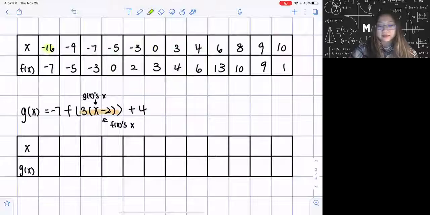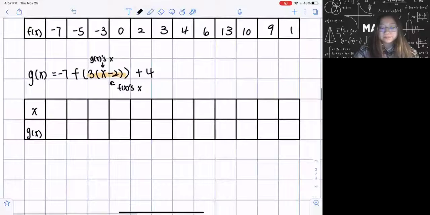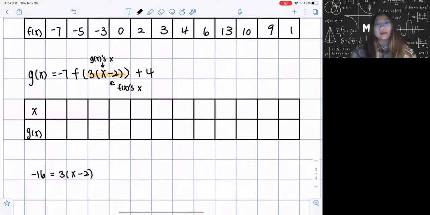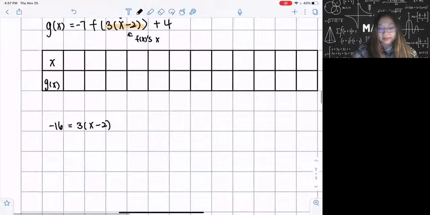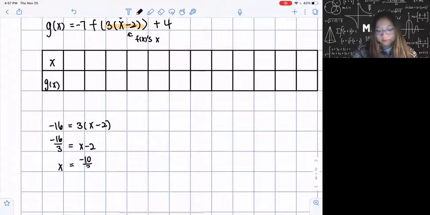So -16. Let's set up an equation. -16 is my f of x. So I'm saying that -16 equals 3 times parentheses x minus 2. And you will realize that if I solve for x in this equation, I will get my g of x, which is what I want. So let's solve for this x. I divide by 3 on both sides. I have -16 over 3 equals x minus 2. Then add 2 on both sides. I have x equals -10 over 3. So that's my first x value.